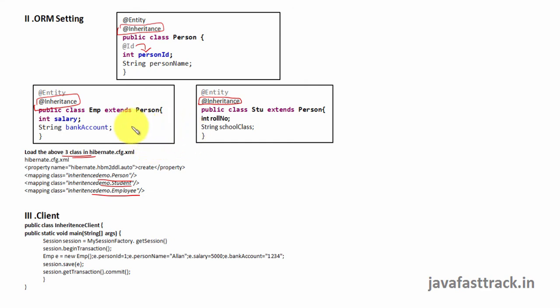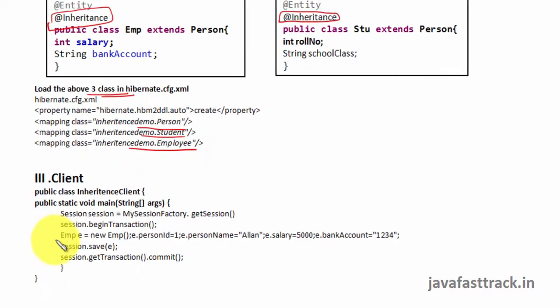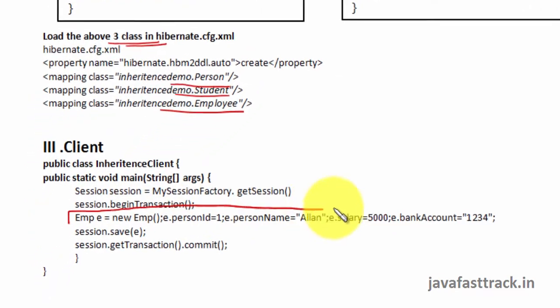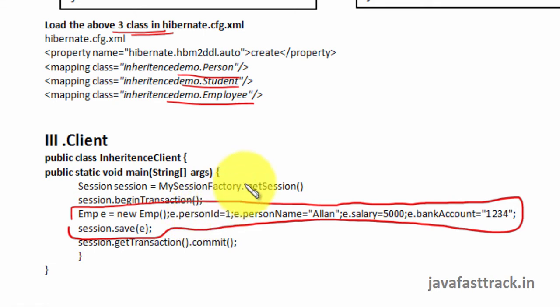Now you will be able to store employee objects, you will be able to store student objects, you will be able to store person objects. You can store any type of data. As usual, this is the client program. Here I am trying to store employee related data. We are trying to store an employee object, which has a person ID field, person name field, salary field, bank account field.